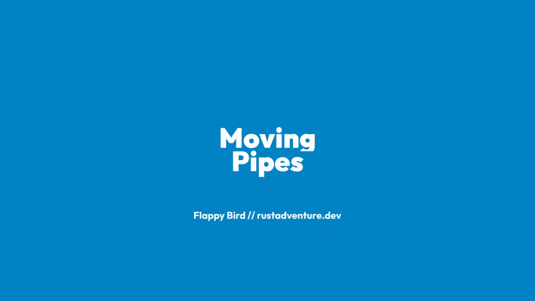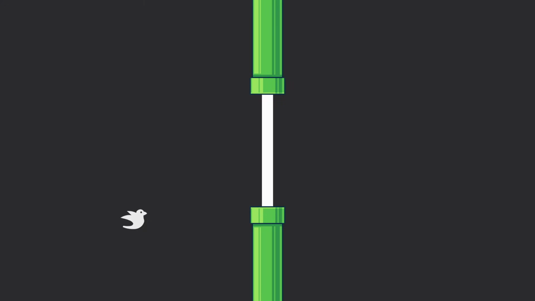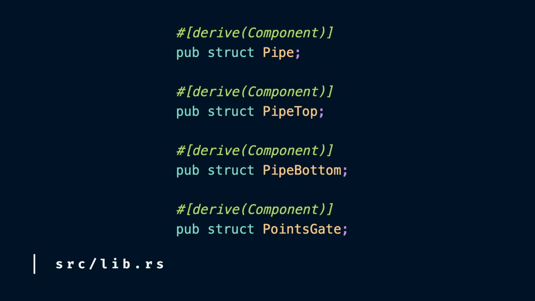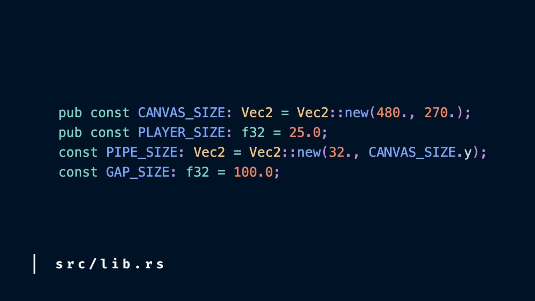The reason we scaled up our pipes in the last lesson is so we can orient them above and below a center gap that the bird can fly through. We can build a hierarchy of entities to orient multiple sprites in different positions to build this gap. To do that, we'll use 4 new components in lib.rs: pipe, pipe top, pipe bottom, and point sensor. We'll also add 2 new constants to determine both the pipe size and the gap between the 2 pipes, but contrary to our other 2 constants, these are only used locally in this file, so we don't need to make them public. The height of the pipe size is using the canvas size.y value, because this is an easy value which we will never exceed.